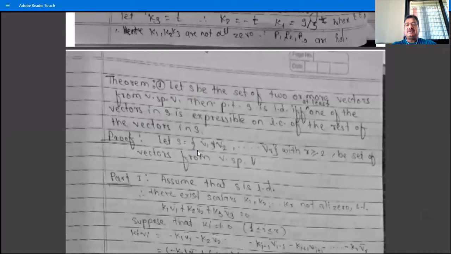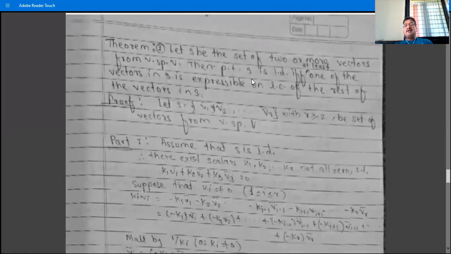So first, let S equal {V1, V2, ..., Vr}. Let us take S as a set of two or more vectors. So obviously this r is greater than or equal to 2. That is, this set S contains two or more vectors V1, V2, ..., Vr, which are vectors from the vector space V. So this is a subset of the vector space V, containing two or more vectors. And now we have to prove the theorem in two parts.